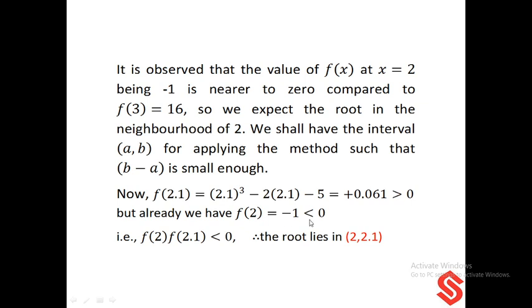So f of 2.1 is positive, that is plus 0.061, and already we have f of 2 is equal to minus 1, which is negative. So now we can say a root lies in the interval 2, 2.1. So instead of taking the whole interval 2, 3, now it is reduced to 2, 2.1, means the width of the interval is less now.